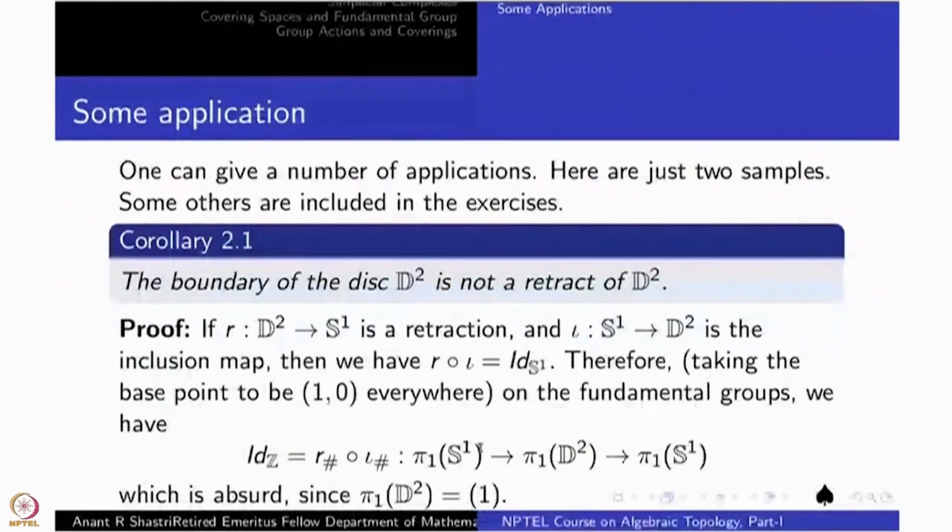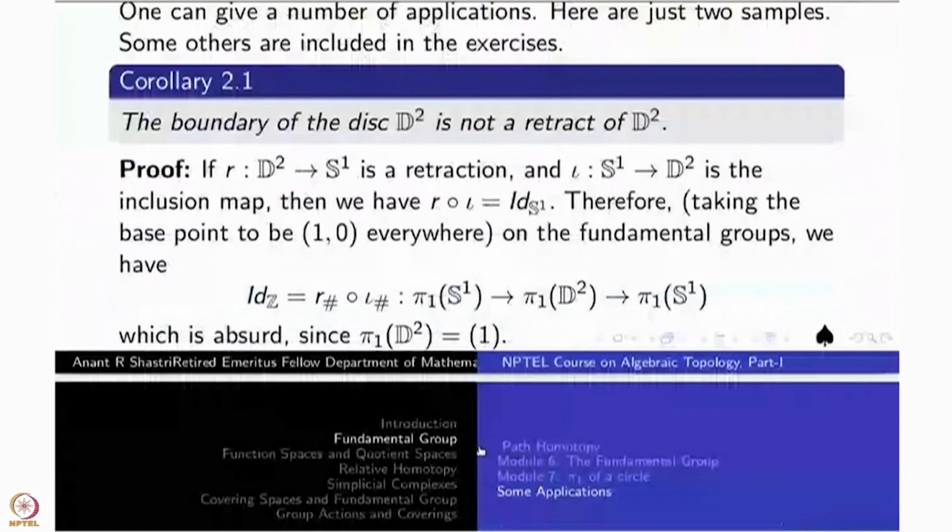So pi 1 of a disk is the trivial group is used, but if we didn't know what this pi 1 group is, we wouldn't have been able to tell anything. To reach this conclusion, we should know that pi 1 of S1 is a non-zero, non-trivial group. That much we should have known. We didn't know that, so you have to compute it. Now we actually know it is infinite cyclic. All that we used is that it is non-trivial.